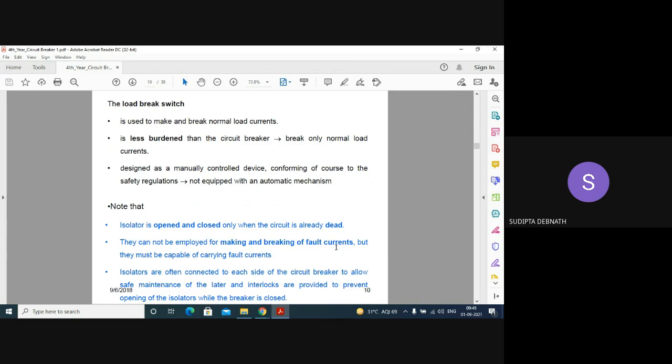We will discuss making current and breaking current while studying the rating. But making current is important because it is the maximum value of the first loop, so it must be capable. Isolators cannot be employed for making and breaking of fault currents, but they must be capable of carrying the fault currents. Making and breaking fault currents should be taken care of by the circuit breakers. So isolators are often connected to each side of the circuit breaker.